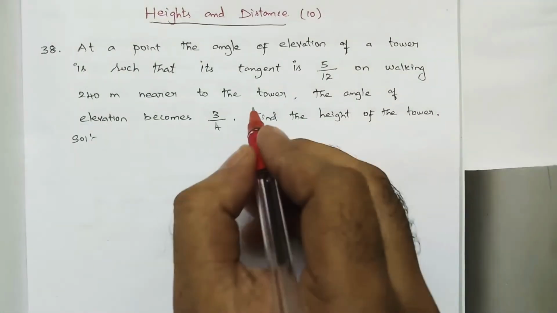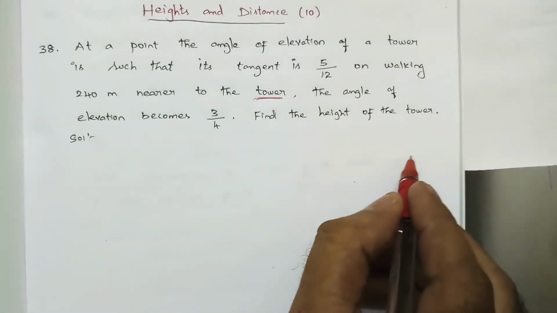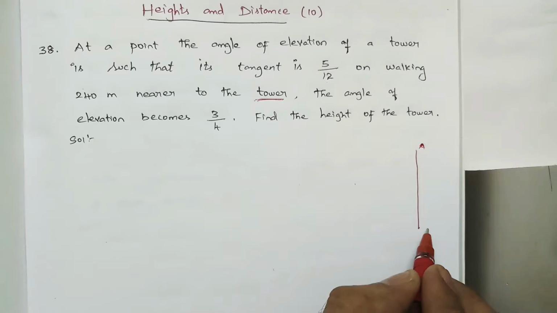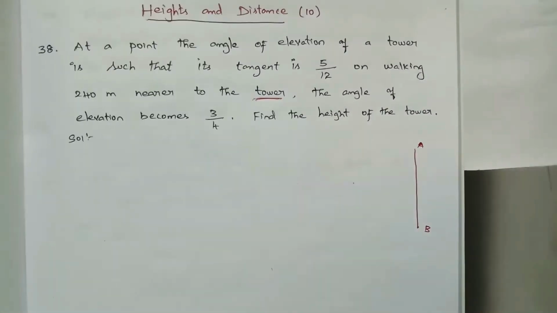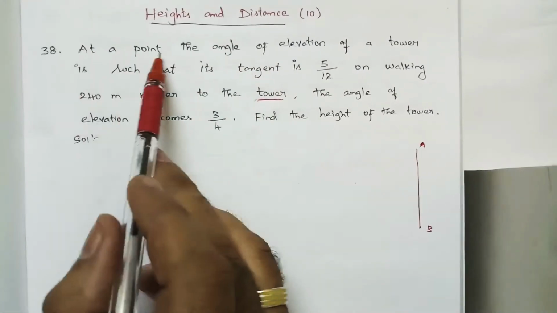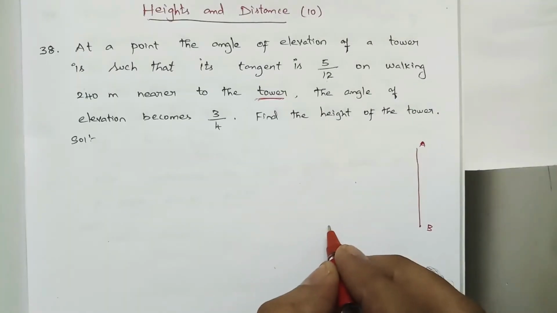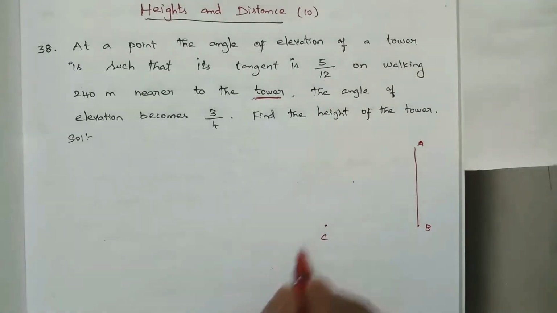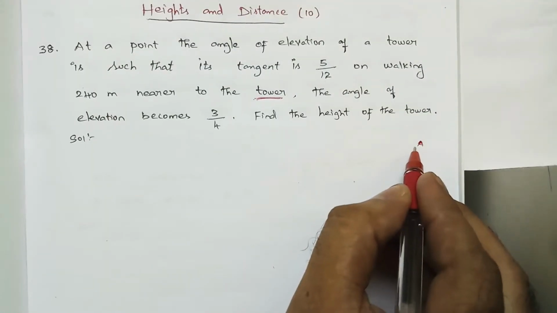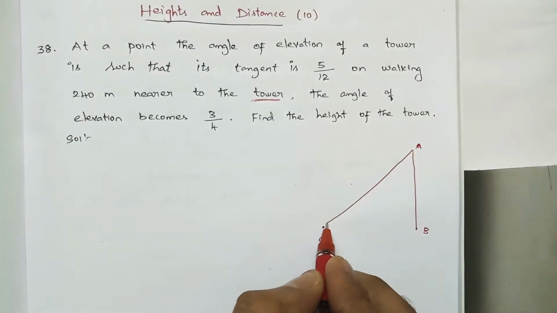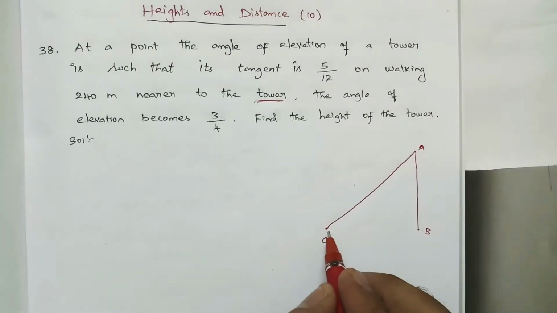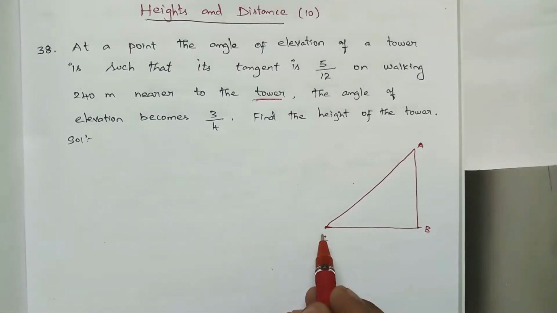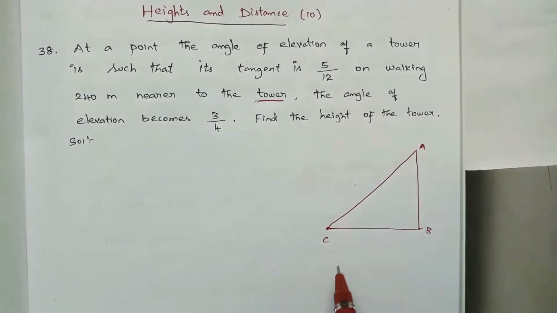So first they are talking about the tower. So I'm just drawing the tower, right? The point A is the top of the tower, the point B is the foot of the tower, right? From the foot of the tower, at a point, the angle of elevation. I'm marking the point C, from which they are seeing the top of the tower, right? AC is the line of sight and BC is the horizontal line, right?